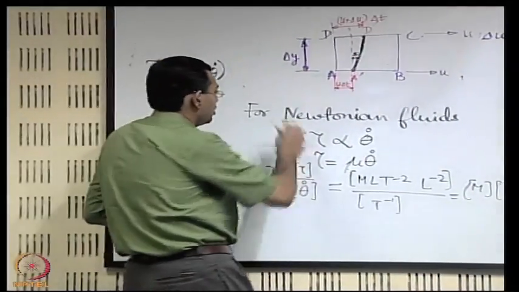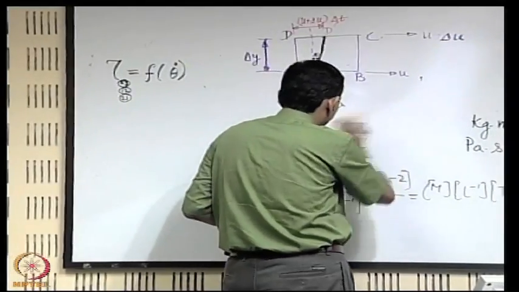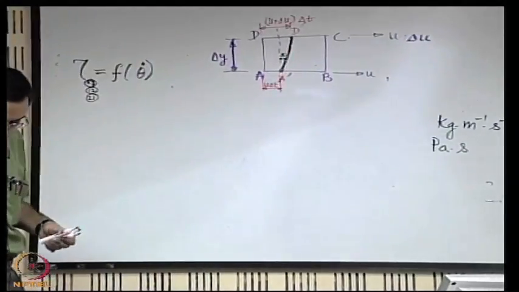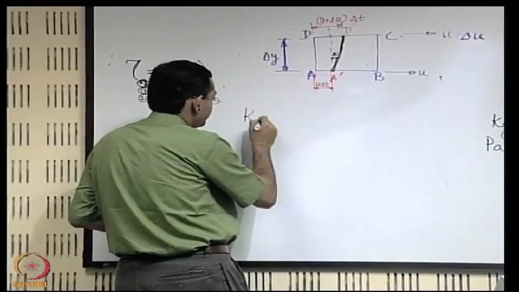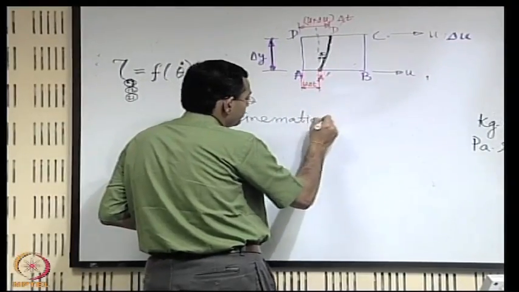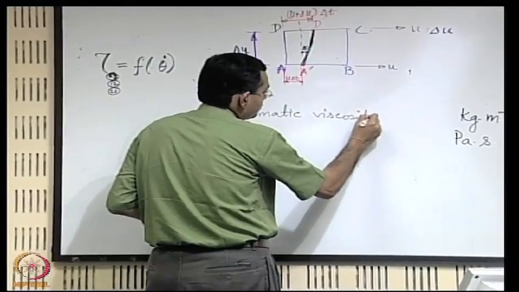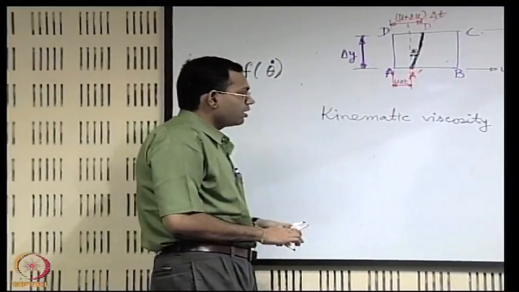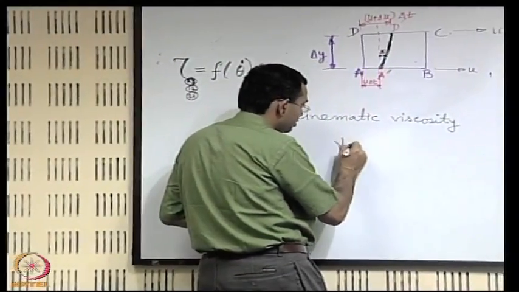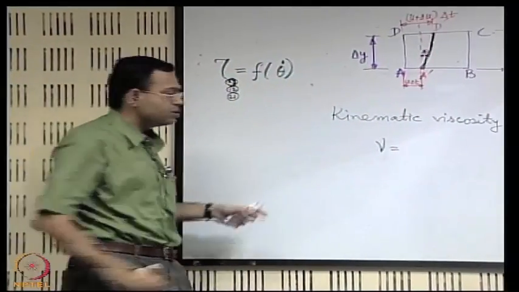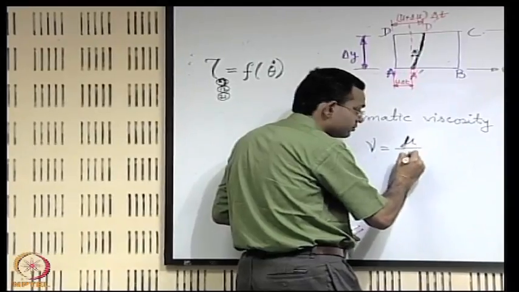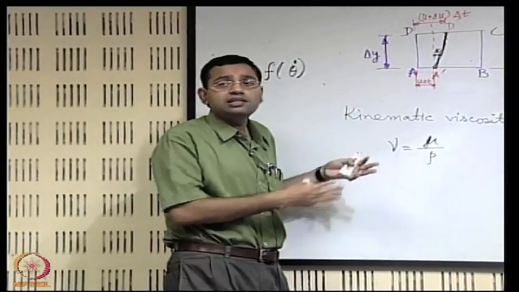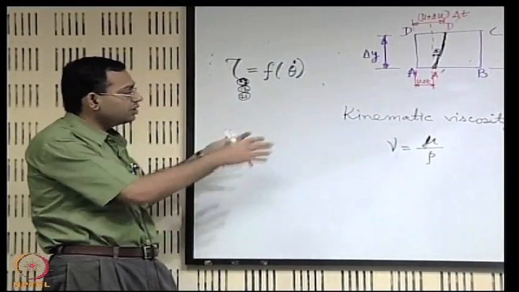Now we will learn a concept which is closely related to viscosity, and that is known as kinematic viscosity. That is also a property of the fluid. When we say kinematic viscosity, we define it with a symbol nu, which is the viscosity divided by the density, mu by rho. Very simple definition. We will see what the physical significance of this definition is, but first let us look into the units and so on.